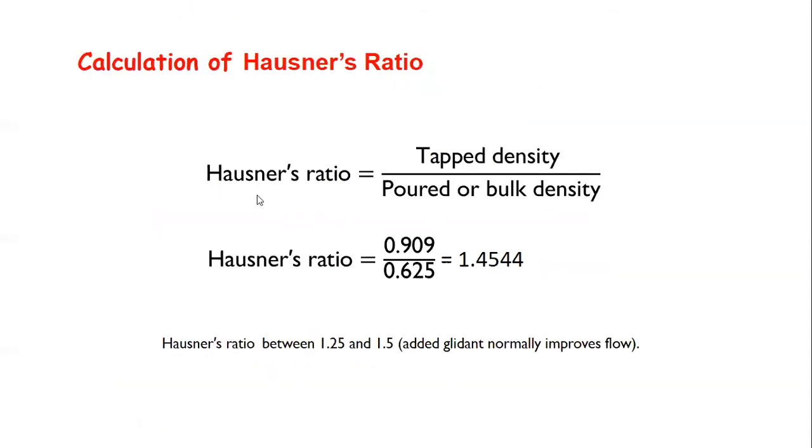Calculation of Hausner's ratio is equal to tap density upon bulk density. So tap density was found to be 0.909, divided by bulk density, that is 0.625. It is equal to 1.4544. So the Hausner's ratio value is between 1.25 and 1.5. So addition of glidant may improve the flow properties of the powder.